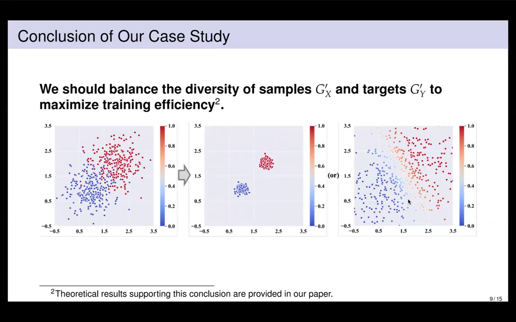The original samples are diverse. We should utilize the diverse targets to match them. So for a conclusion, we can say that we should balance the diversity between samples and their targets. And by the way, we have also provided the theoretical results for this phenomenon.